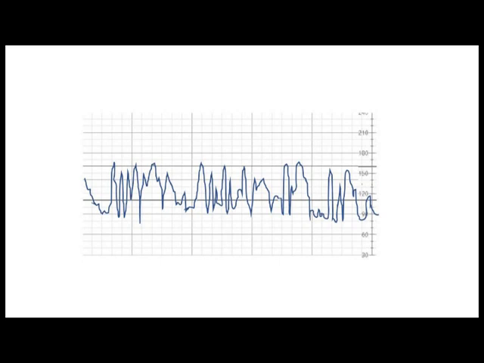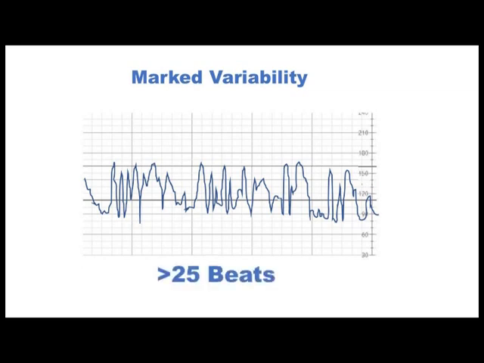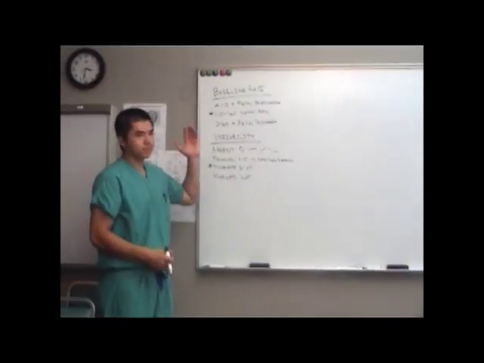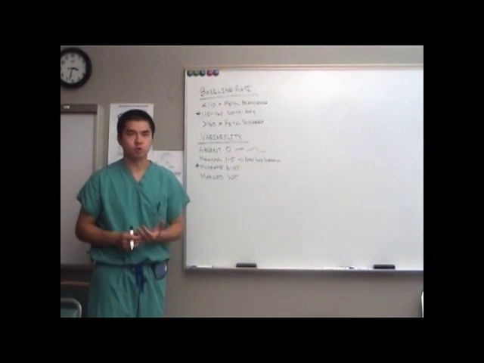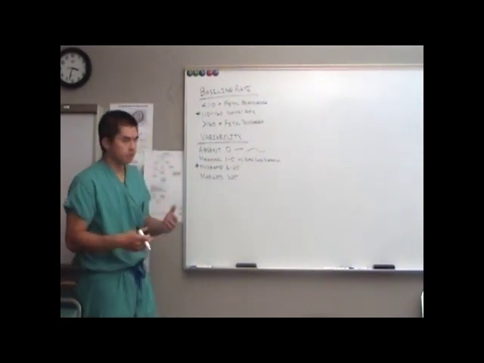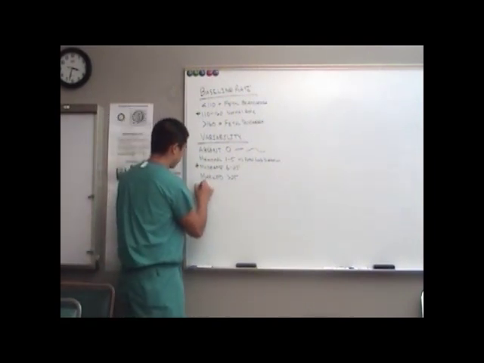So what is the variability on this next fetal heart tracing? It's marked variability. And marked variability is a variation in greater than 25 beats. Okay, so we talked about baseline rate, variability. What's next that we usually report? Accelerations.